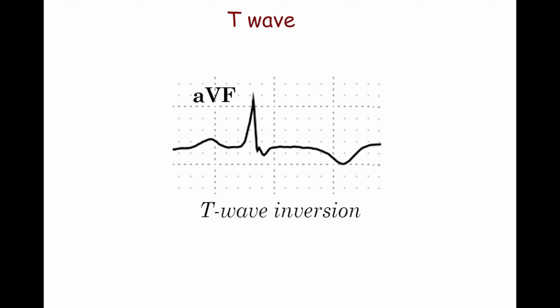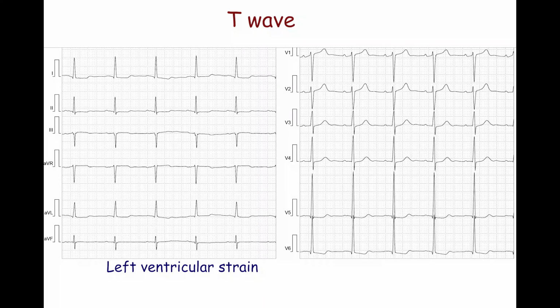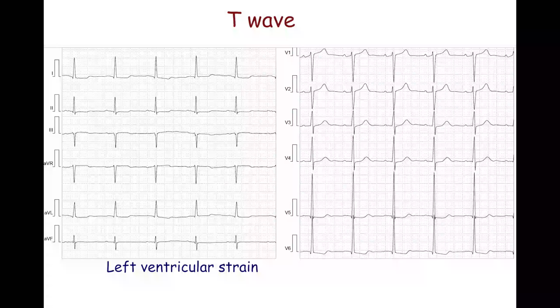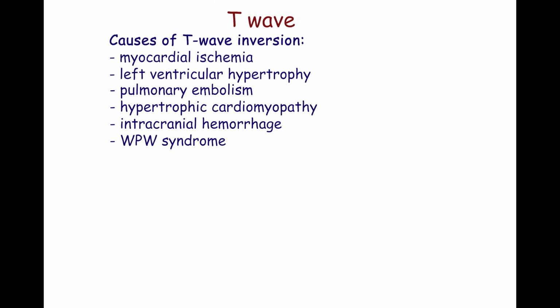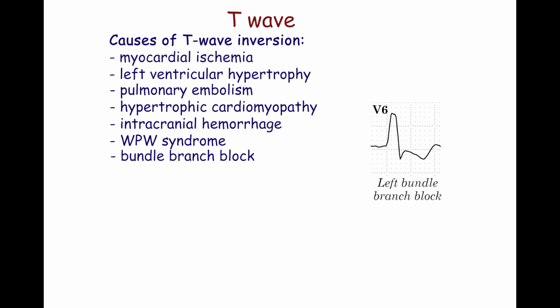The most common cause of T-wave inversion is myocardial ischemia. Sometimes T-wave inversion may be the only permanent sign of prior myocardial infarction, if pathological Q waves were not formed. Left ventricular hypertrophy can cause left ventricular strain, which includes ST segment depression and T-wave inversion in leads I, AVL, V5, V6. Other causes of T-wave inversion include pulmonary embolism, hypertrophic cardiomyopathy, intracranial hemorrhage, and WPW syndrome. It's also secondary to bundle branch block in leads with a prominent R wave.